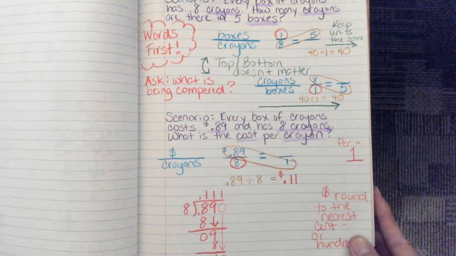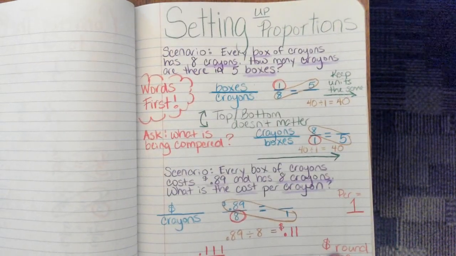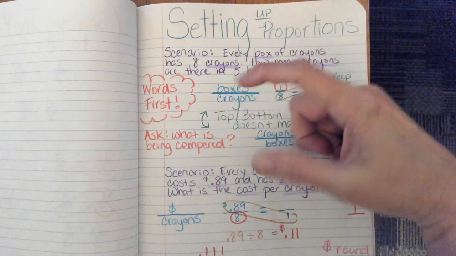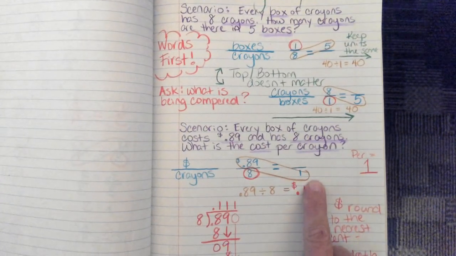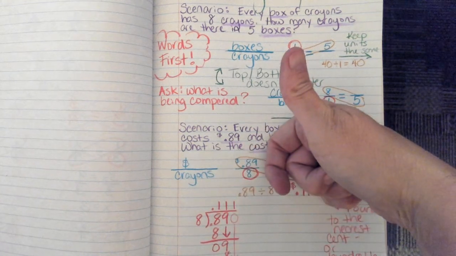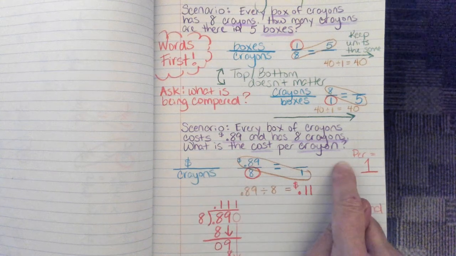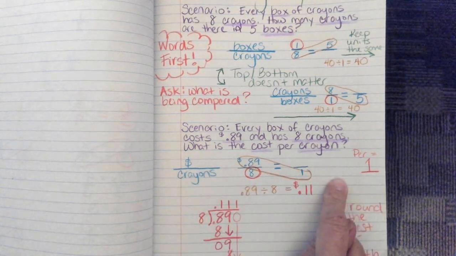So again, when you're setting up proportions using your baseball and bat, the top bottom doesn't matter. I would have come out with the same answer if I'd flipped it and done crayons on top and money on the bottom. What matters is that across the top is money and across the bottom is crayons.